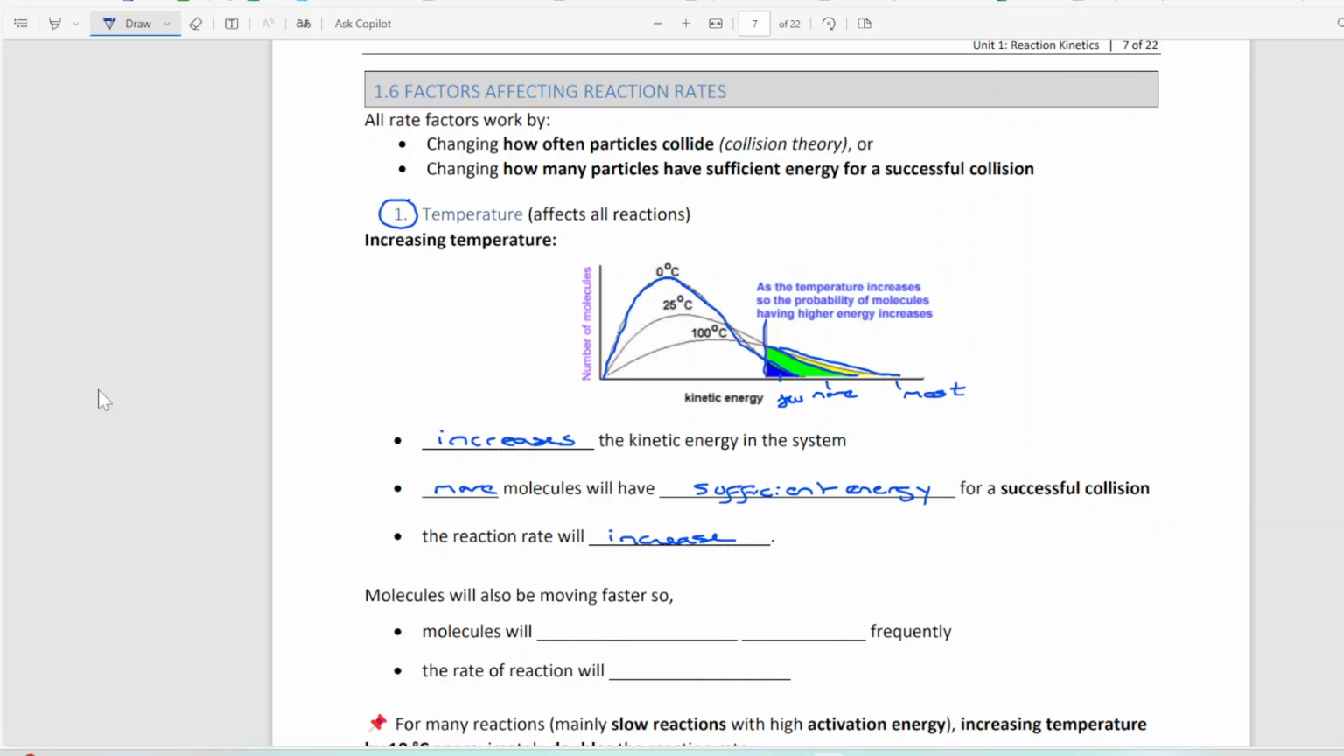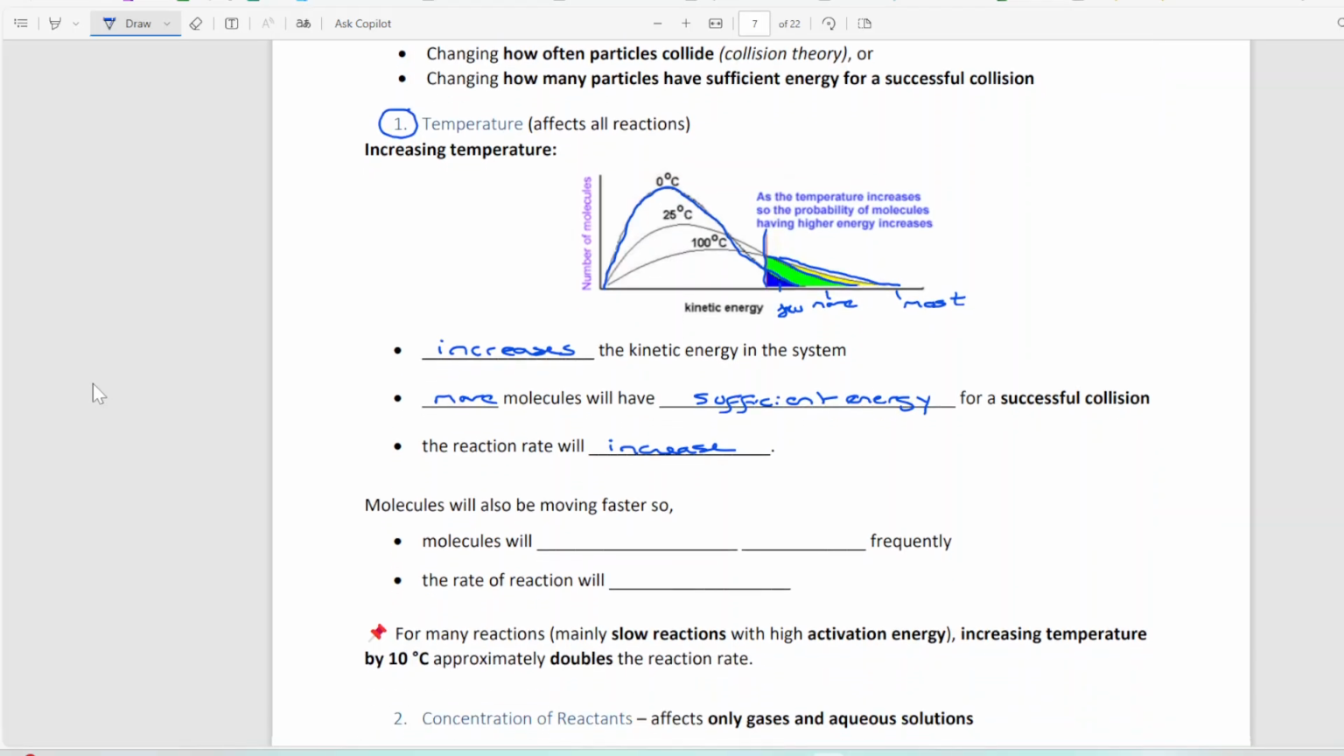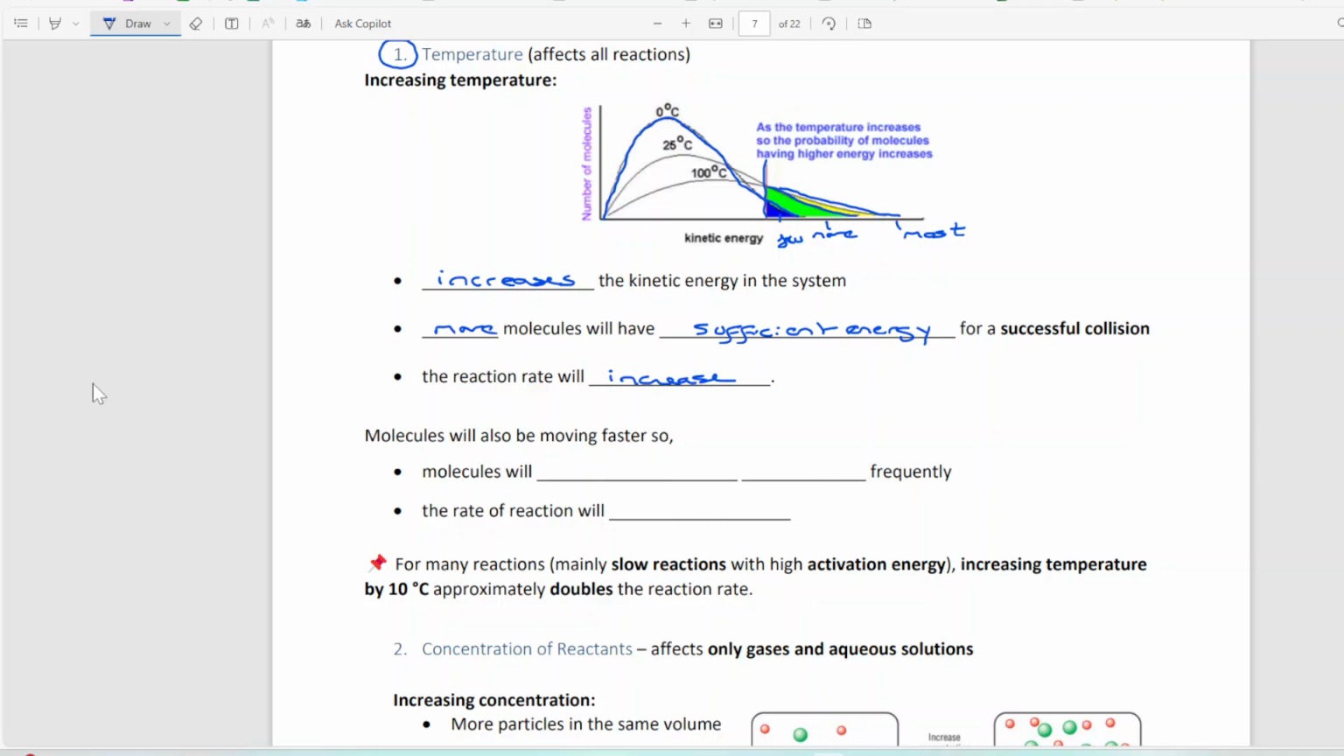But temperature not only does that, it also affects collision theory. Because the molecules are going to be moving faster, since you've increased the kinetic energy of the system, the molecules will collide more frequently and the reaction rate will also increase. So again, to have a successful collision, the molecules have to hit and they have to hit with enough energy to react. So if you can increase the energy they have and increase the number of collisions they have, you're really going to increase the reaction rate.